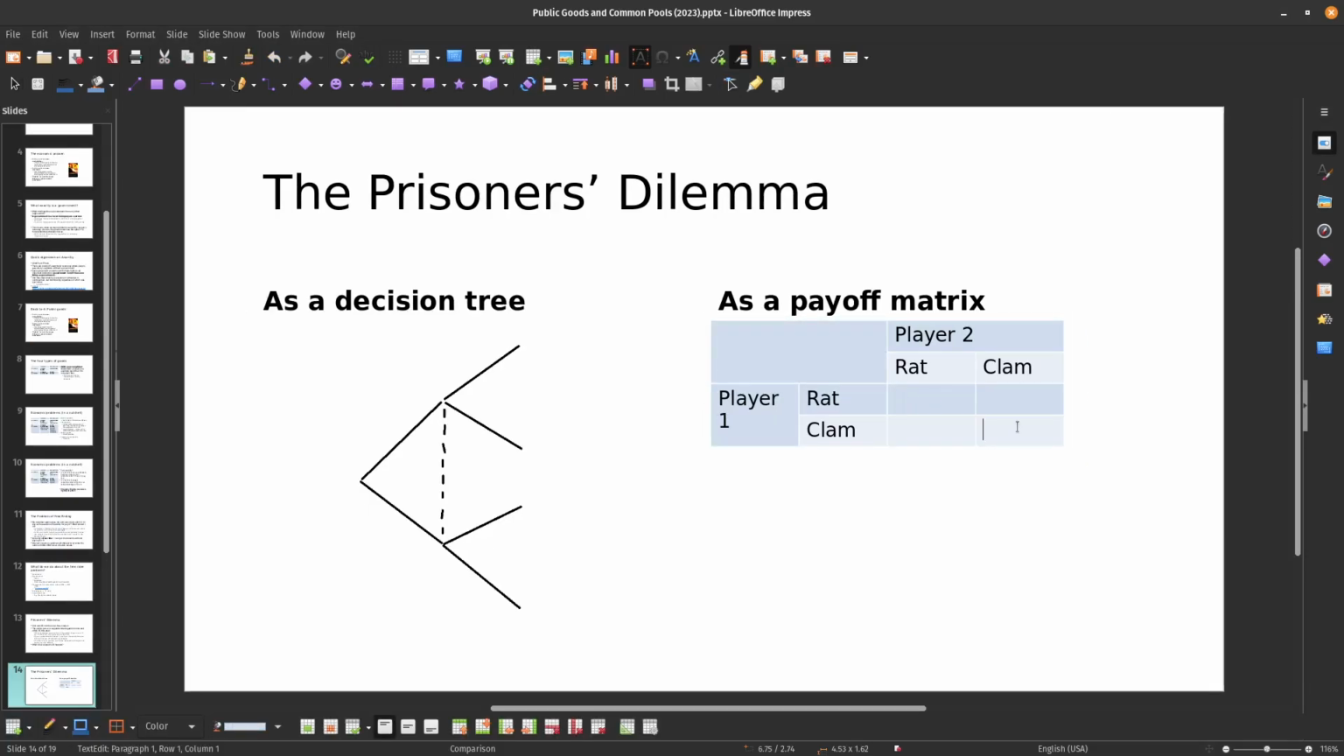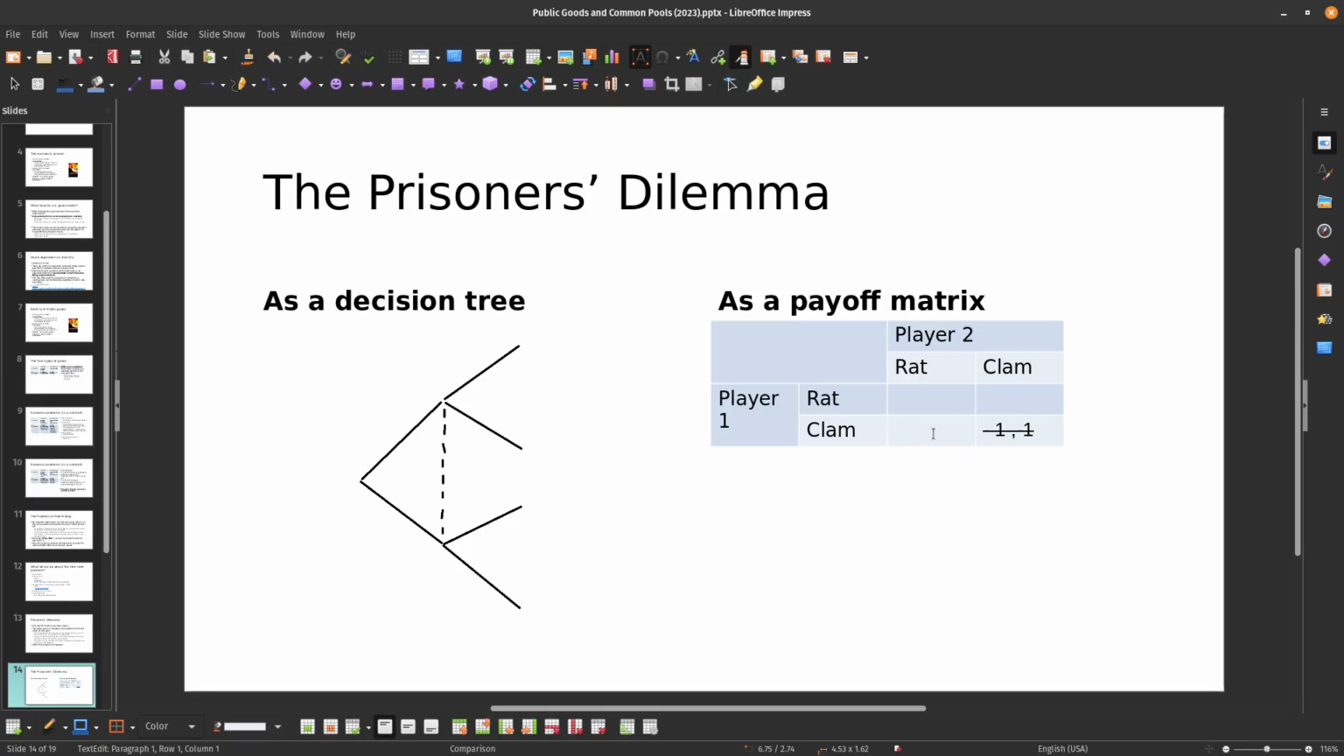If we both keep our mouths shut, we're going to get some trumped up charges, and we're going to end up having to do community service or something like that. -1, -1. Pretend like that isn't a strike through.